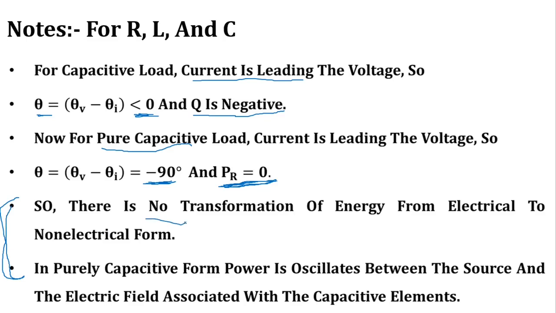there is no transformation of energy from electrical to non-electrical form. In the case of pure capacitive, power oscillates between the source and the electric field associated with the capacitive elements. This point we will understand deeply in our next lecture. But right now you consider that there is no transformation of energy from electrical to non-electrical form for pure L and pure C elements.